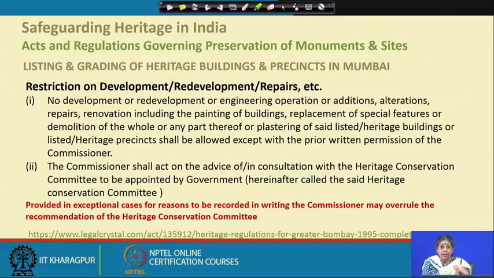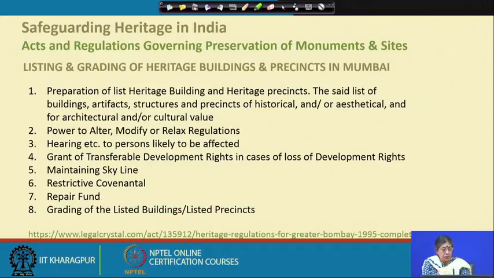So, that becomes the crucial factor in designating an area as a heritage precinct and saying what is possible and what is not possible. Now, what are the aspects? The first one is the preparation of a list of heritage buildings and heritage precincts. The said list of buildings, artifacts, structures and precincts of historical and or aesthetic and or architectural or cultural value.